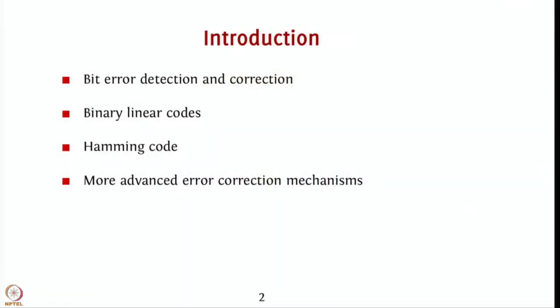So we will be talking about bit error detection and correction. All the discussions that we will be conducting henceforth are at the bit level, before you perform the modulation operation, that is, conversion to a symbol or a constellation element. We are going to talk specifically about binary linear codes. Binary linear codes are a class of error control codes that are very easy to implement and very useful. Although they are not the only types, they are very commonly used, so we will restrict our consideration to them. Then we will specifically focus on one particular code called the Hamming code. And finally, we will make a remark about some more advanced error correction mechanisms and where they are applicable.